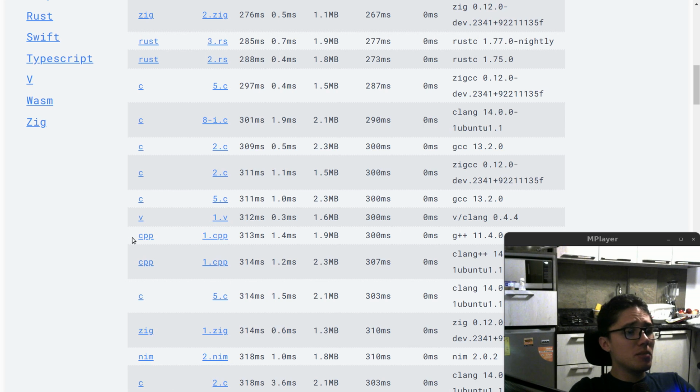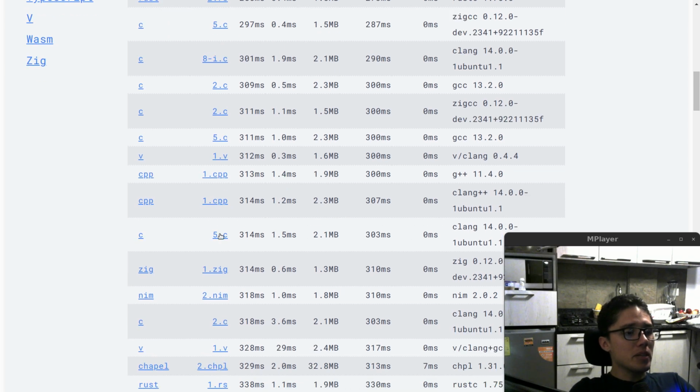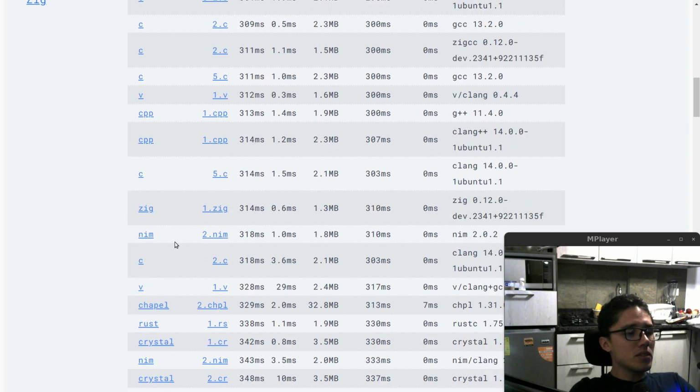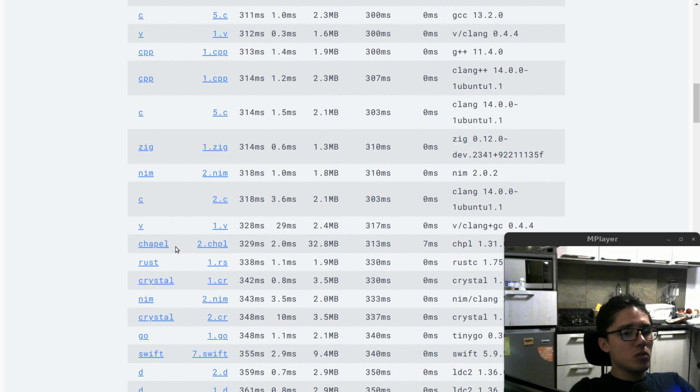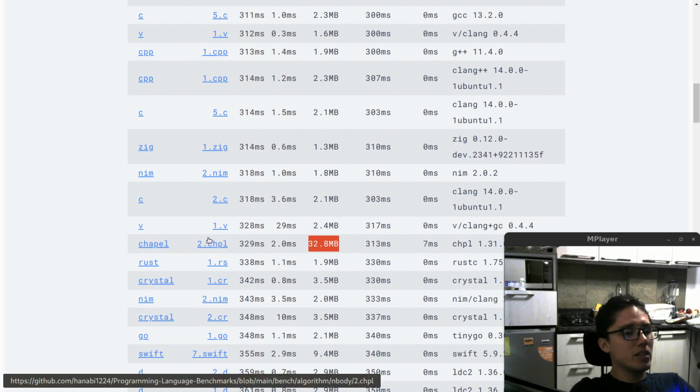Probably this is C++ without optimizations or without doing clever things. And the same with C, Zig. Well, as you can see, all of these are fast. The one that I don't know a lot about is Chapel, but I don't want to know more about it just because of the amount of memory it uses, 32 megabytes, like 10 times more. We don't like that.